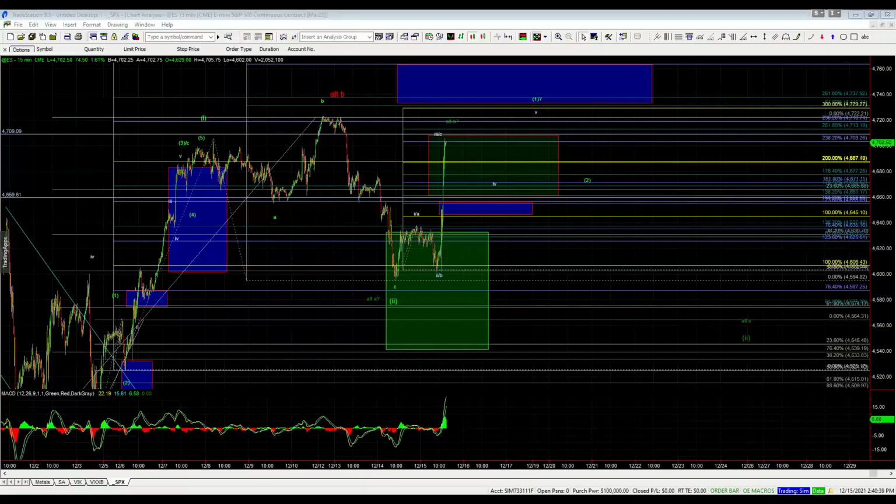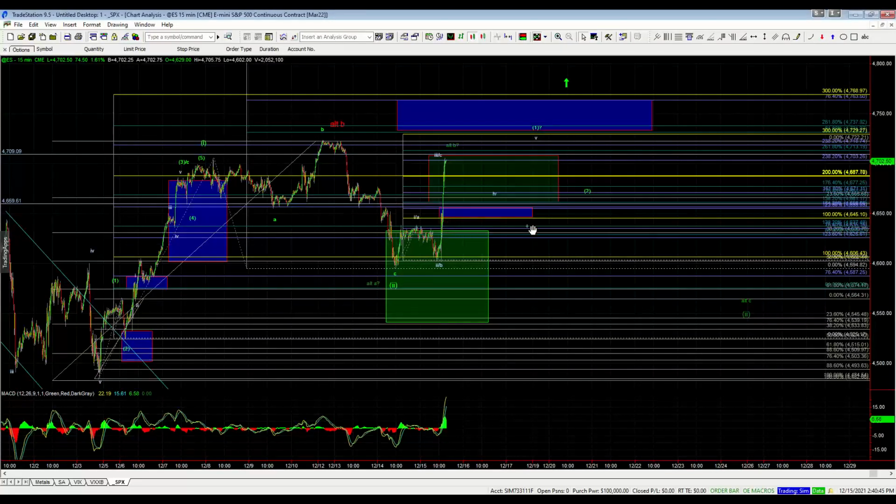What level does green alt C become primary? Green alt C, the dark green C, becomes primary if we start to break under 46.45. That's when this C wave down for this larger wave 2 would become more likely.